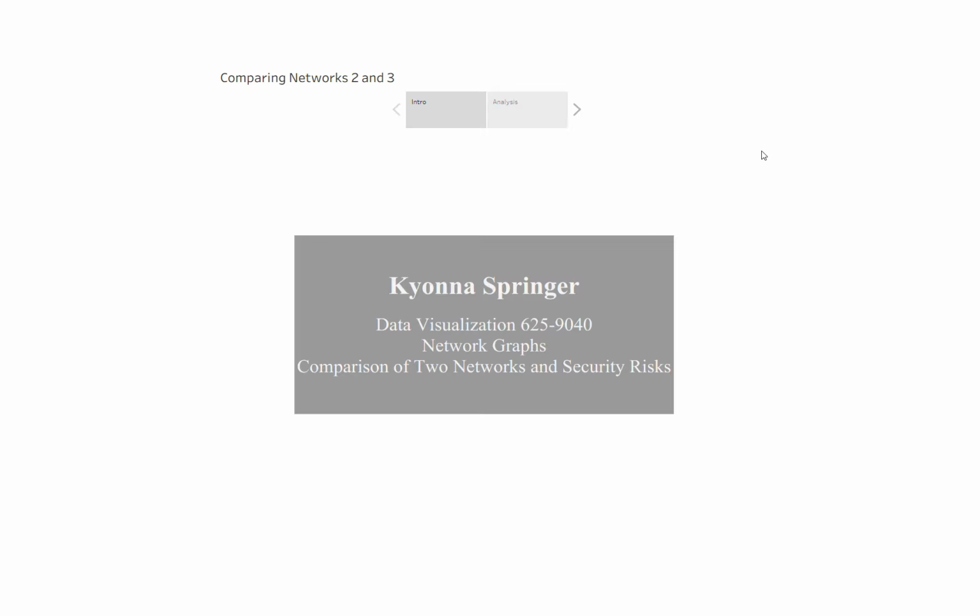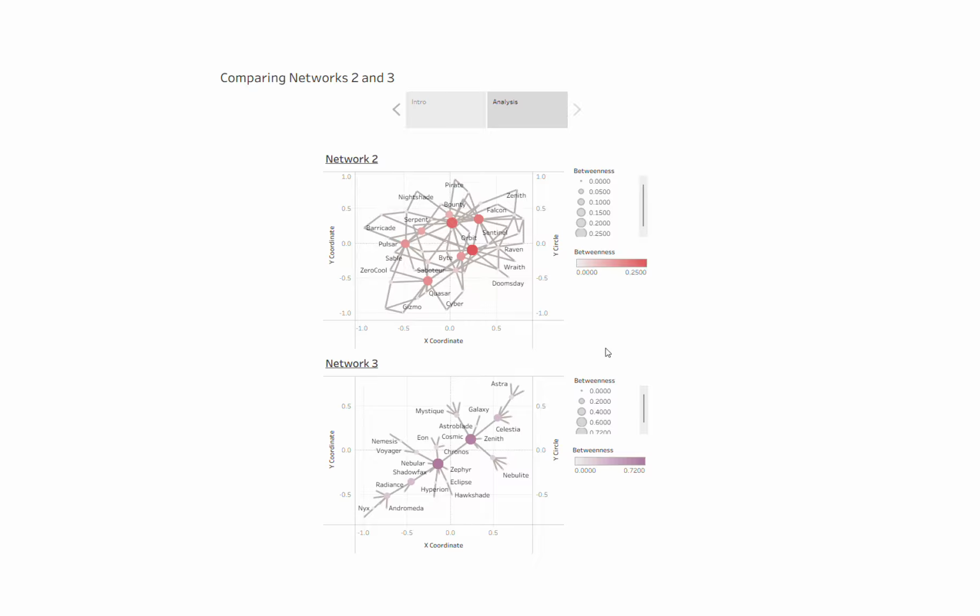We are in Data Visualization 625 with Prasanna Mehta. We are going to be covering network graphs, specifically the comparison of two networks and their associated security risks.